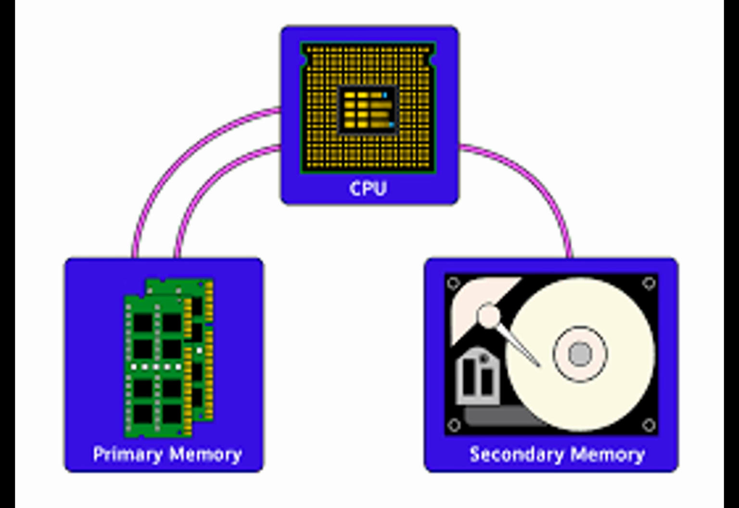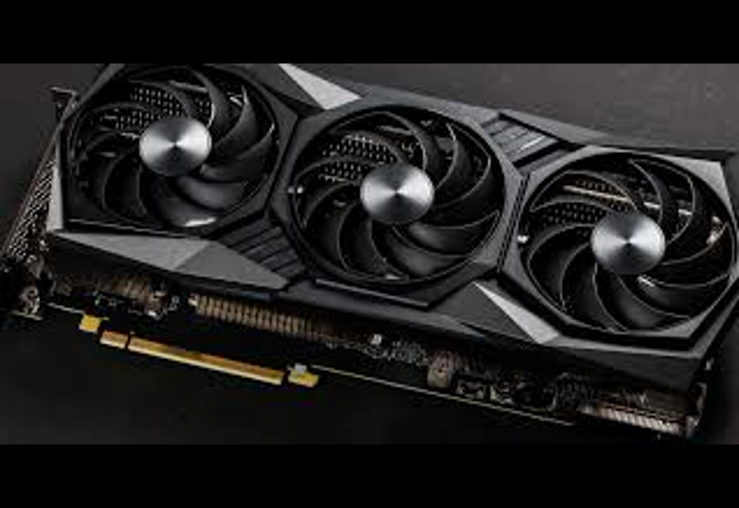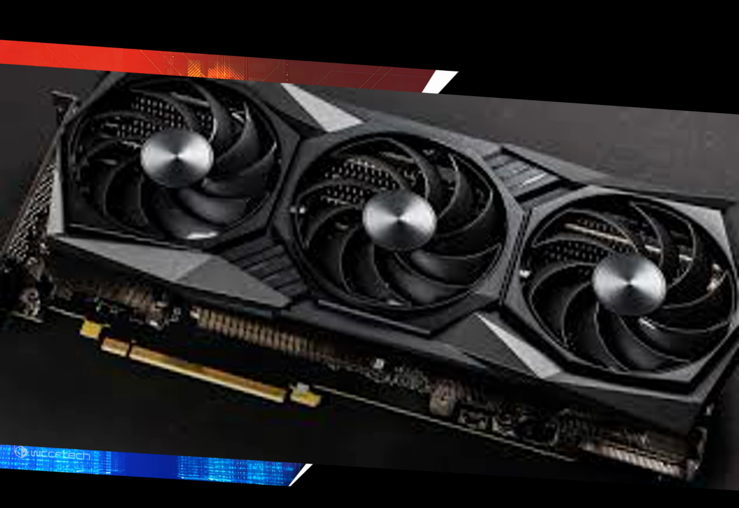GPU. If your chef has a team of artists for visuals, that's the GPU. CPU coordinates tasks but lets GPU handle heavy graphic work.